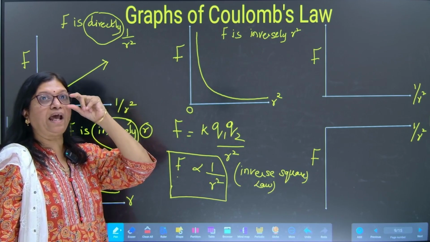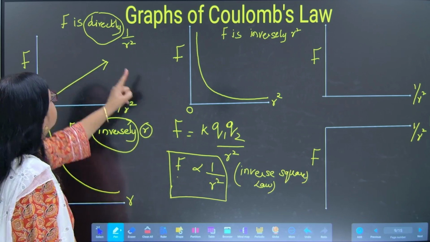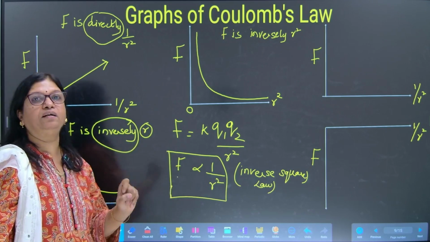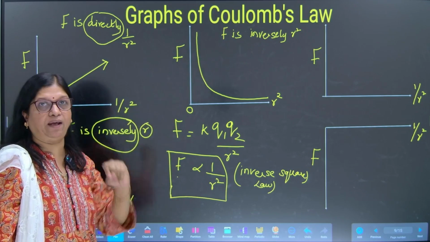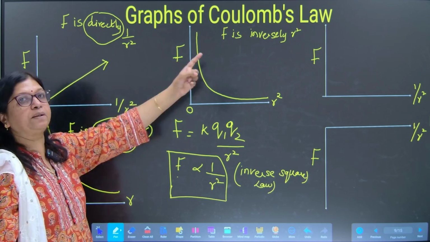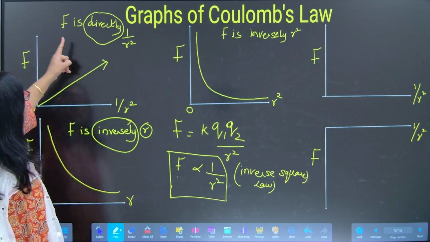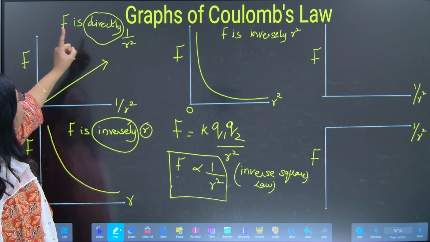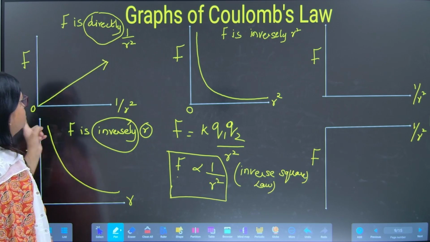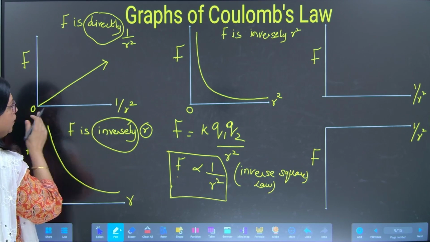Okay, so in the exam, be very careful what graph is asked. Is it between F and 1 upon r square? Is it between F and r? Is it between F and r square? You have to decide whether it is directly or inversely proportional and accordingly draw the graph. The graph between force and 1 upon r square is directly proportional.